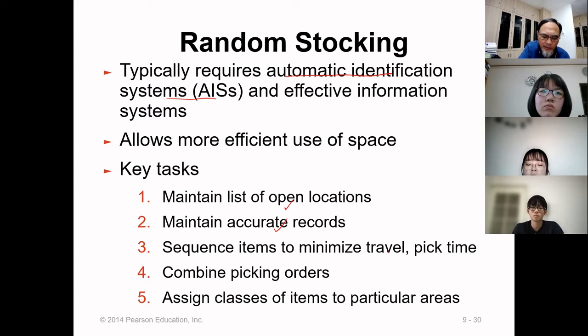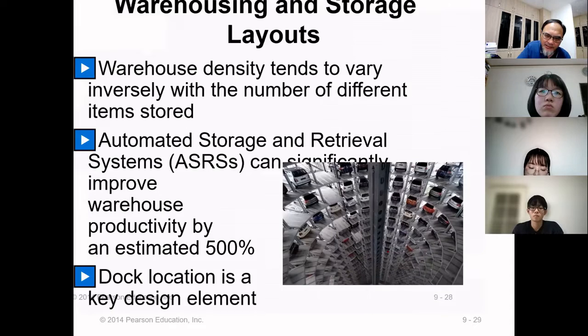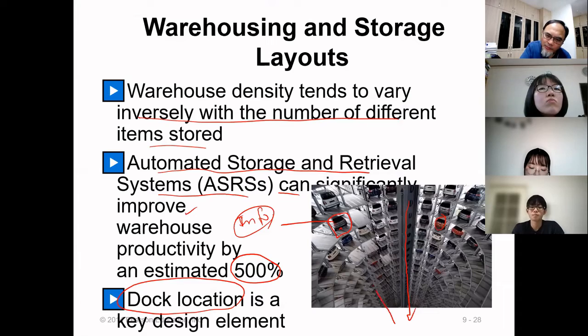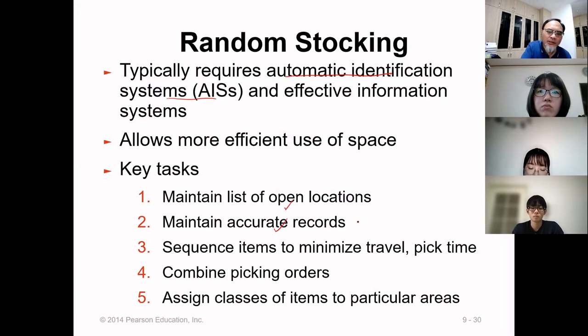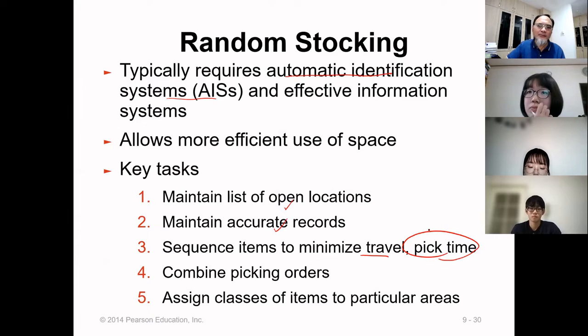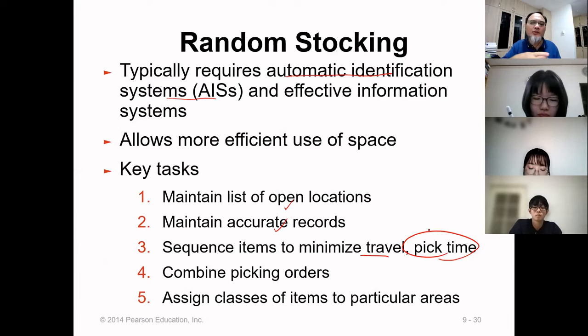to minimize travel. Travel means you need to move from one space to another space, okay? So there are costs involved in moving and finding a particular location. Okay, so you want to minimize the total movement for the material handling. Okay, so the second item is to minimize travel and peak time. You know, in Amazon.com, when they prepare packages. So this is similar to random stocking.